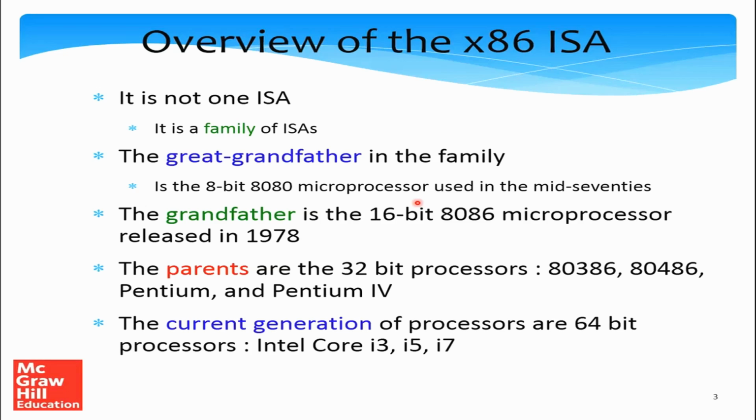The grandfather is the 16-bit 8086 microprocessor, which was released in 1978. And for those days, it was a fairly revolutionary microprocessor because 16-bit was also rare in those days. And the microprocessor pretty much started the era of microprocessors, and gradually large server computers started being built of much smaller microprocessors. So the parents in this generation are the 32-bit processors, namely 80386, 80486, Pentium 1 till Pentium 4.